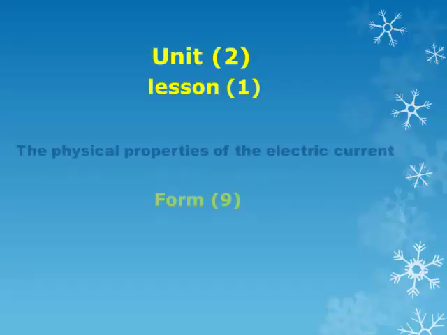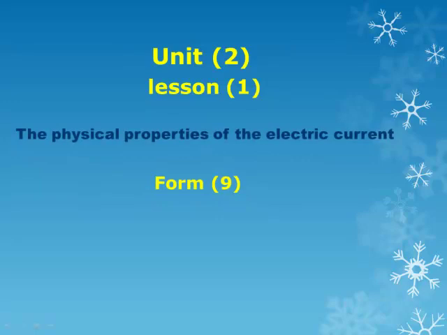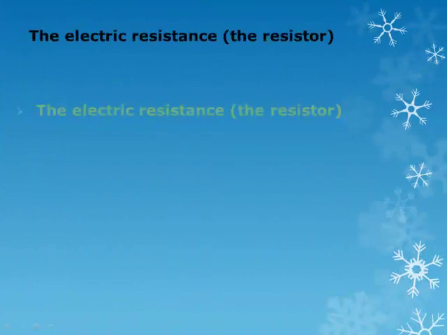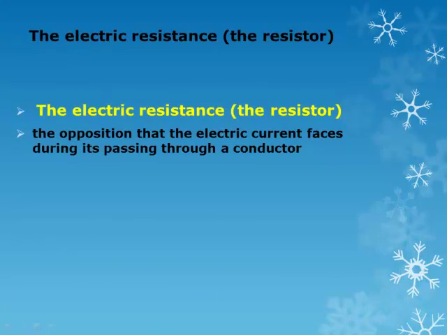Today's lesson is about the last part of the physical properties of the electric current. What about the last part? The last part is about the electric resistance. What's meant by the electric resistance? It is the opposition that the electric current faces during its passing through a conductor.